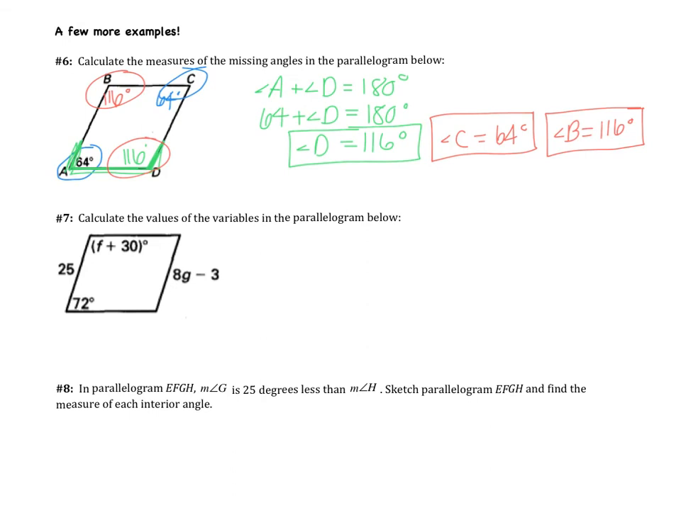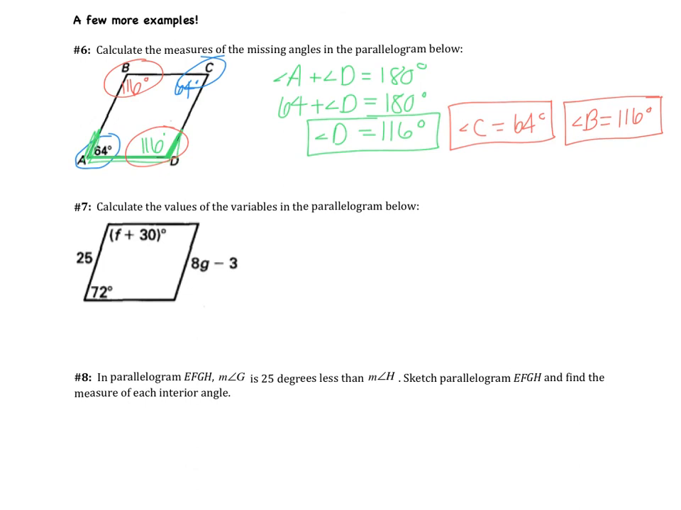Okay. This next one, again, you're going to use the fact that it's a parallelogram. So opposite sides are congruent, opposite angles are congruent, and consecutive interior angles sum to 180. So take this, set equal to that. Use the fact that these are consecutive interior, which means that they sum to 180. Okay, so set up two equations and solve for F and for G. So you'll have an F equals and a G equals in the end.